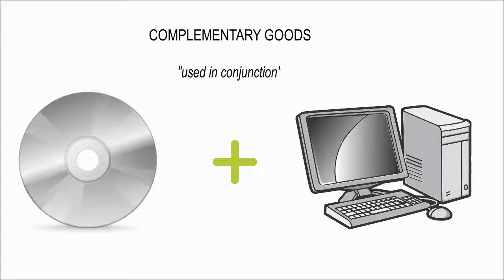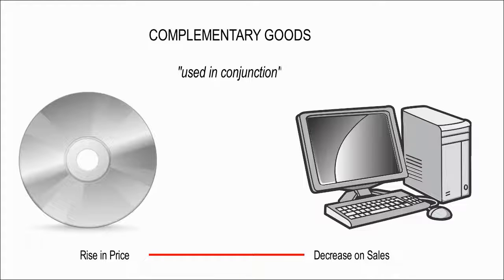Complementary goods are goods that are used in conjunction with other goods. For instance, if the price of CD-ROM rises, the sales of computers fall. In this case, cross-elasticity of demand is negative.